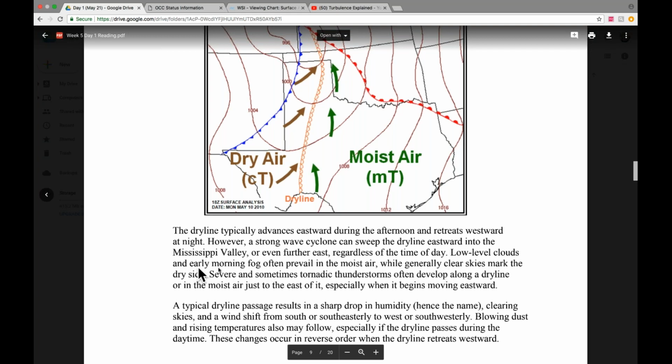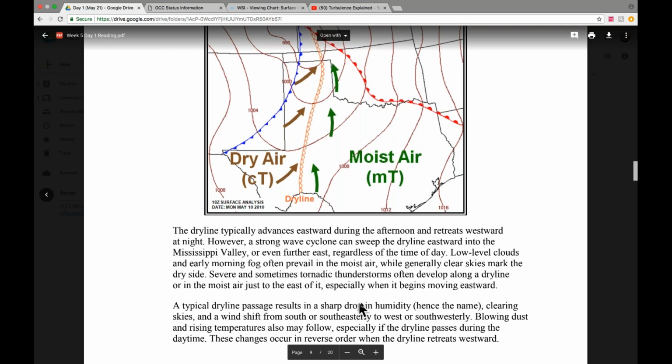Low-level clouds and early morning fog often prevail in the moist air, while generally clear skies mark the dry side. Severe and sometimes tornadic thunderstorms often develop along a dry line in the moist air just to the east of it, especially when it begins moving eastward.